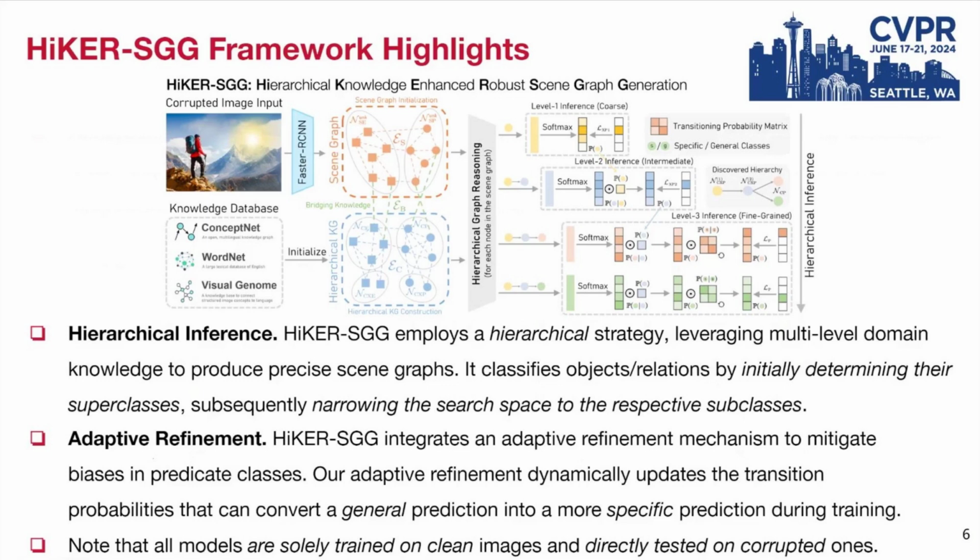Finally, we also integrate an adaptive refinement mechanism to mitigate biases in predicate classes. Unlike previous approaches which typically use a fixed transition matrix, our adaptive refinement dynamically updates the transition probabilities that can convert a general prediction into a more specific prediction during training. It is also important to note that our HiKER-SGG is corruption agnostic. Our model is solely trained on clean images and directly tested on corrupted ones.